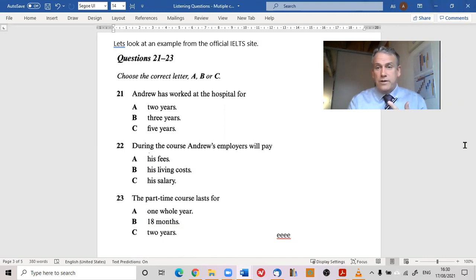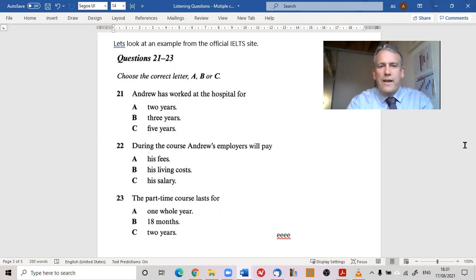underline the keywords or, if you've got paper, write down the keywords. Think of synonyms and paraphrases for the keywords. If you can, maybe try and predict some of the answers. Okay, so pause the video now, take a few minutes and try to do that. Okay, I'm assuming you're back now. Let's have a look at it.